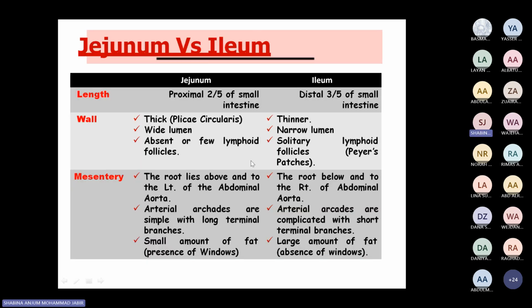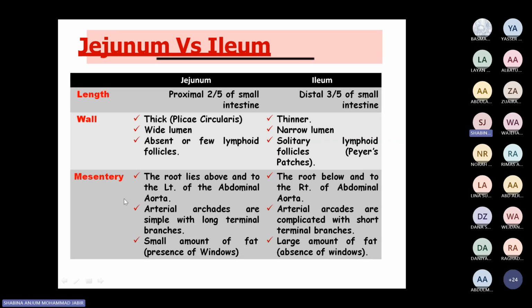So this is the chart which is showing the important differences between the jejunum and ileum. First of all, its length. Then if you compare the wall, you will find the jejunum has plicae circulares, and has no or very few lymphoid follicles. But when you see the ileum, very important, you will find the lymphoid follicles by which you can identify it, even with your eyes and also under the microscope histologically.